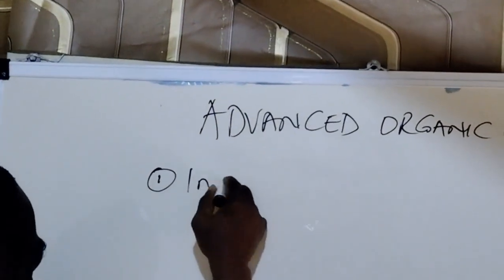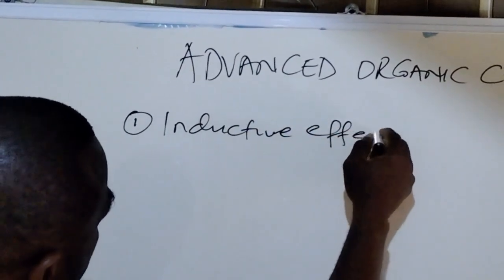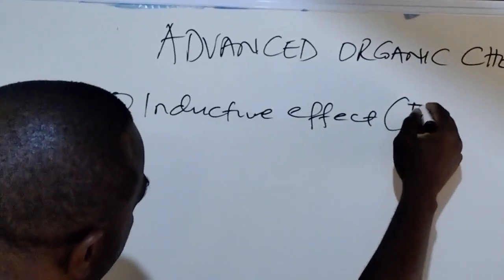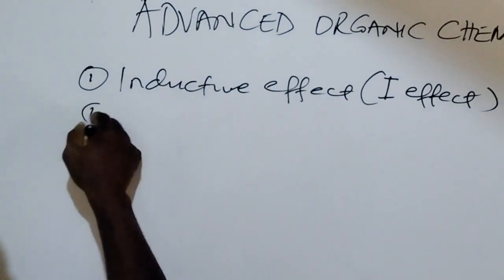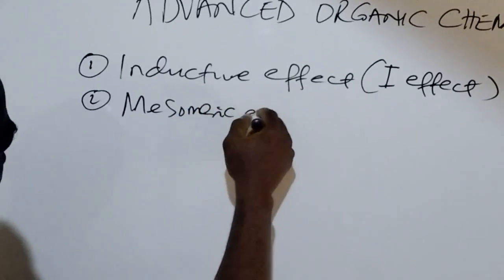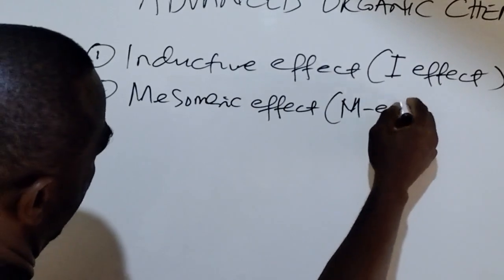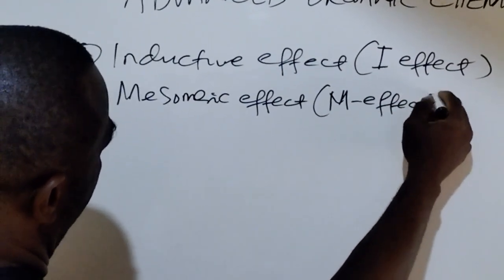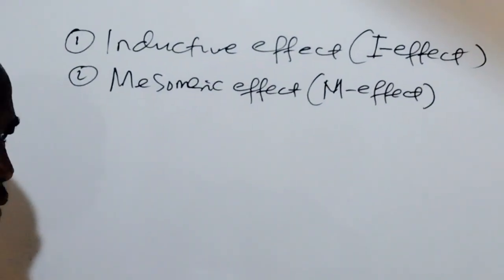So we have inductive effect, represented using I, called the I effect. We also have number 2, called mesomeric effect, represented using M or the M effect. So when we use I, it means inductive. When we use M, it means mesomeric effect.